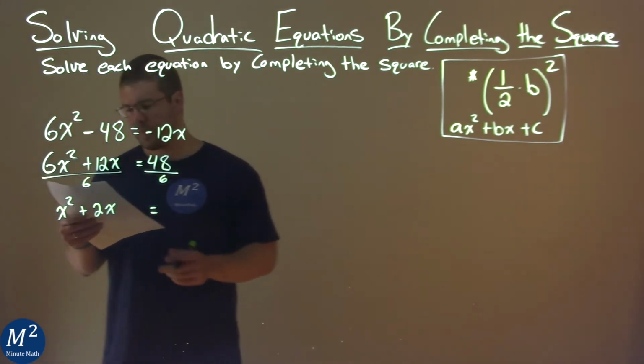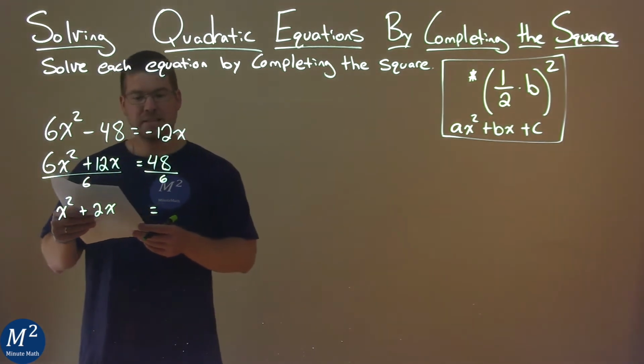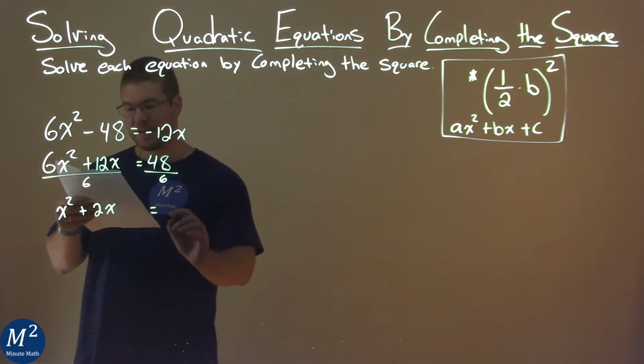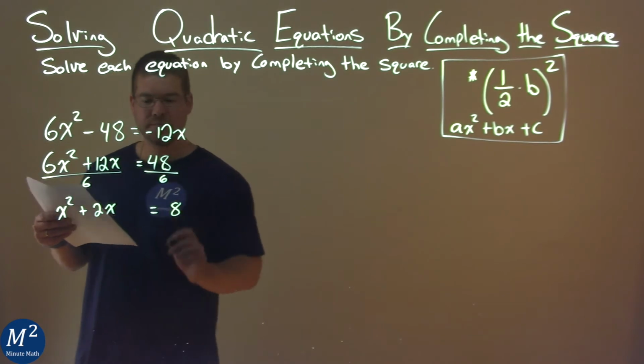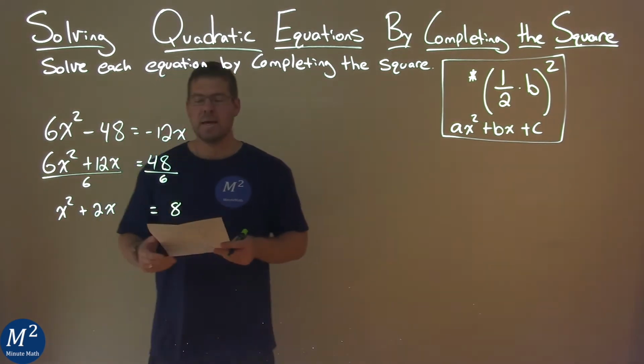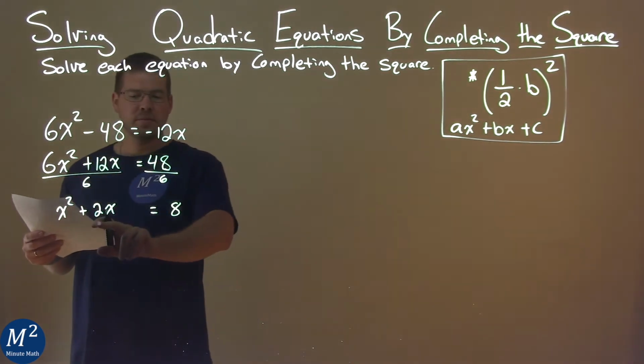We'll use that in a moment. And then, well, 48 divided by 6 is just 8. And so we have an 8 right here. All right. Now I'm going to look at my b value. That's 2.